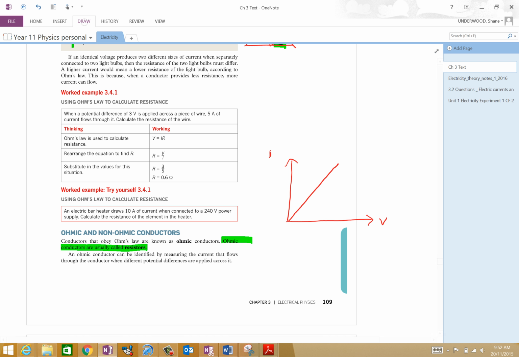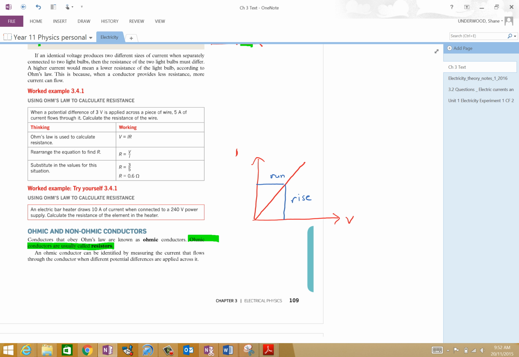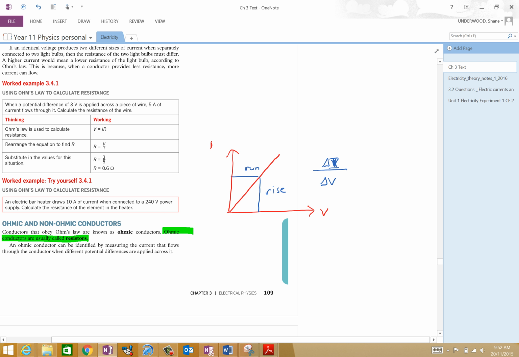Now, I discussed yesterday that if I was to take the rise over the run, really that's the same as the change. If I looked at two intervals, change in current over the change in voltage, if you like. And as it turns out, Mr. Ohm and other physicists had then decided that is equal to 1 over the resistance.